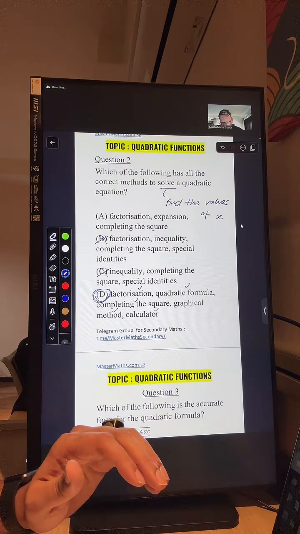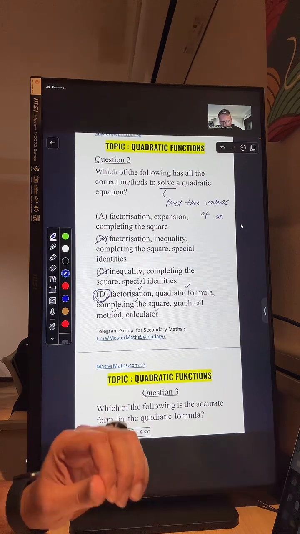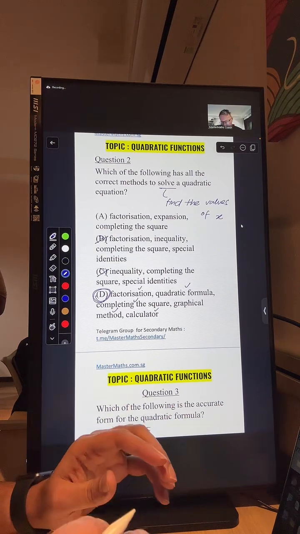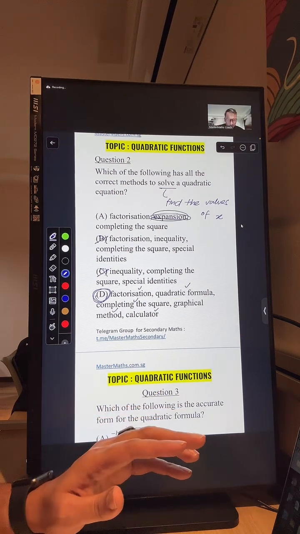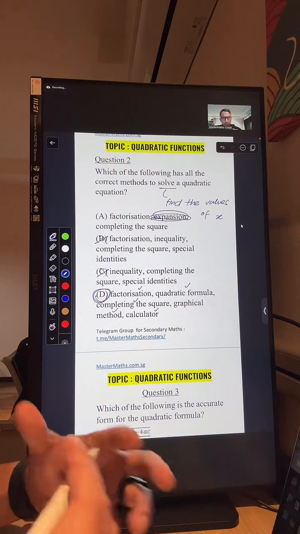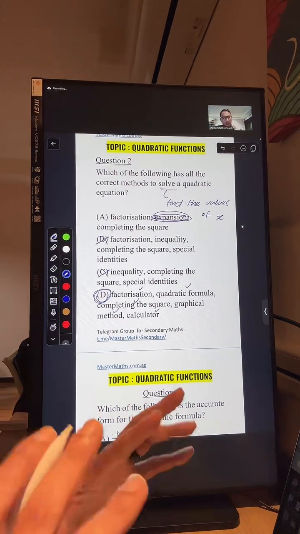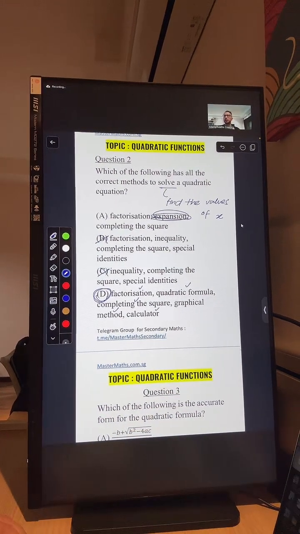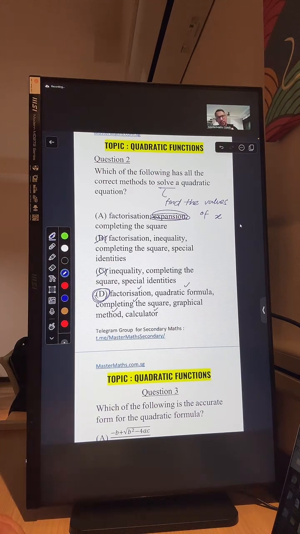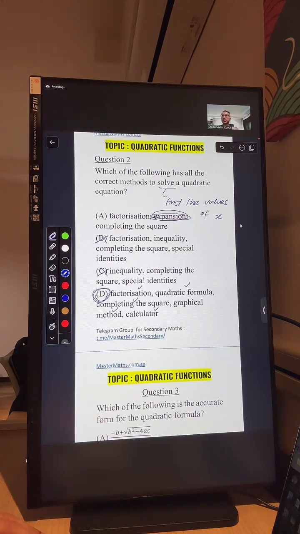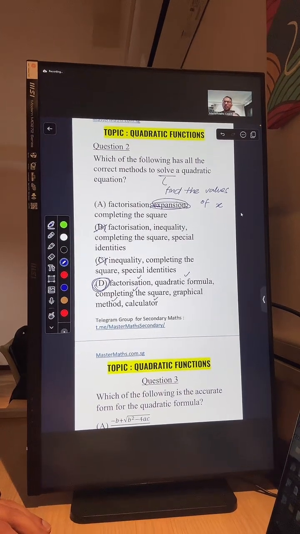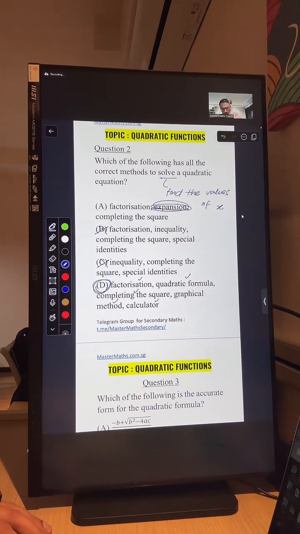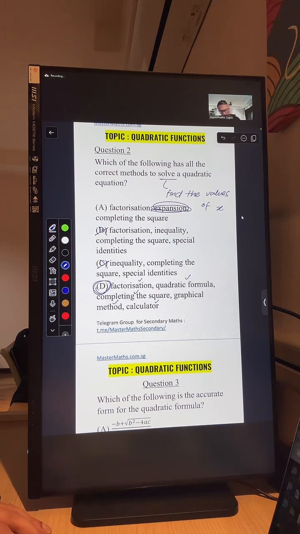Okay, so question number 2, which of the following has all the correct methods to solve a quadratic equation? The answer here is D. So A is out because expansion. We don't use expansion to solve. But we might need to use expansion as one of the steps involved. So I want to be clear on that. Even though the method that we are using is not called expansion, when you are trying to solve a quadratic equation, occasionally, you will need to do some form of expansion. Okay, awesome.